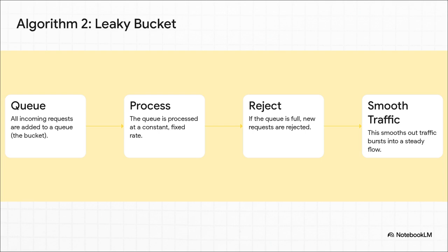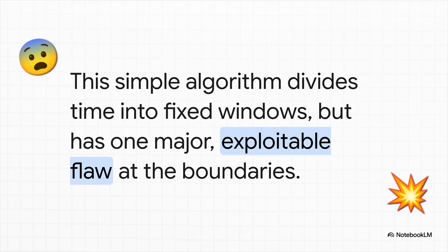This is amazing for smoothing out unpredictable traffic. Think about a video transcoding service. You might get 1,000 videos uploaded all at once, in a huge burst, but the service just works through them at a nice, manageable pace. Okay, so now for our window algorithms.